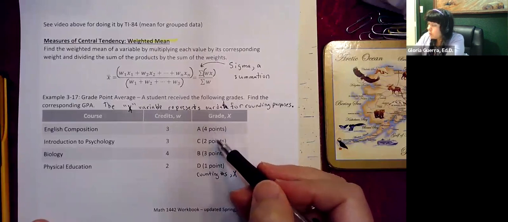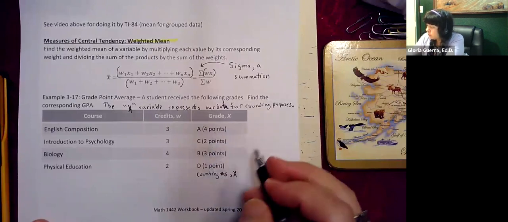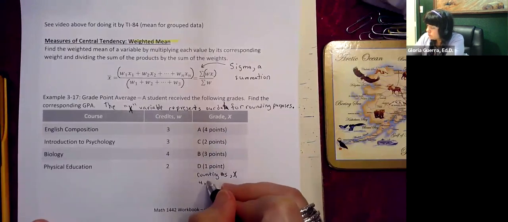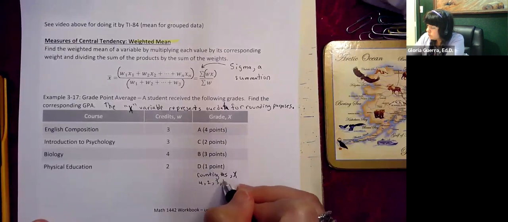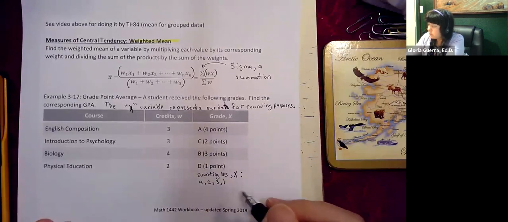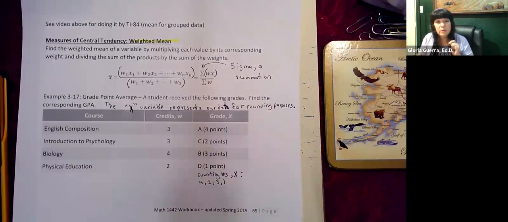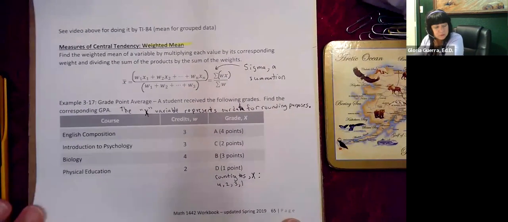So 4, 2, 3, 1. Counting numbers. And so because of that, your answer, remember, has to be one decimal place beyond how your data is given. And so we're going to round this off to the nearest tens. So I'm going to put that here.